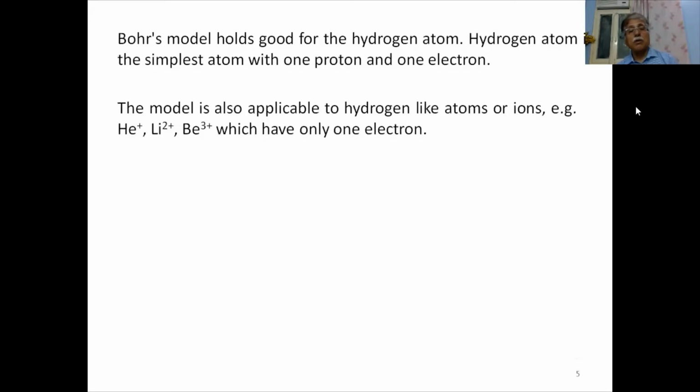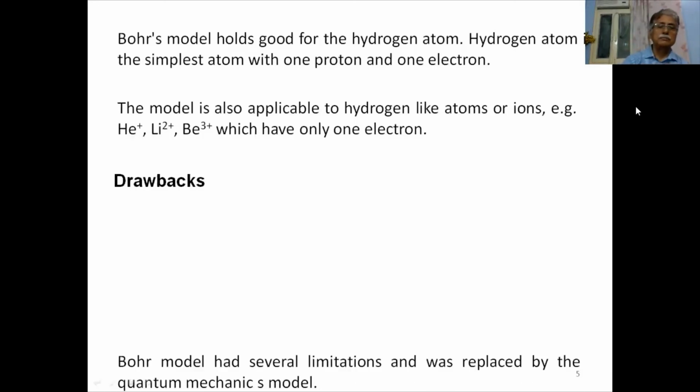The model is also applicable to hydrogen-like atoms, that is, atoms in which there is only one electron revolving, or ions, of course. Helium plus, lithium 2 plus, beryllium 3 plus. Let us consider some of the drawbacks of the Bohr atomic model.